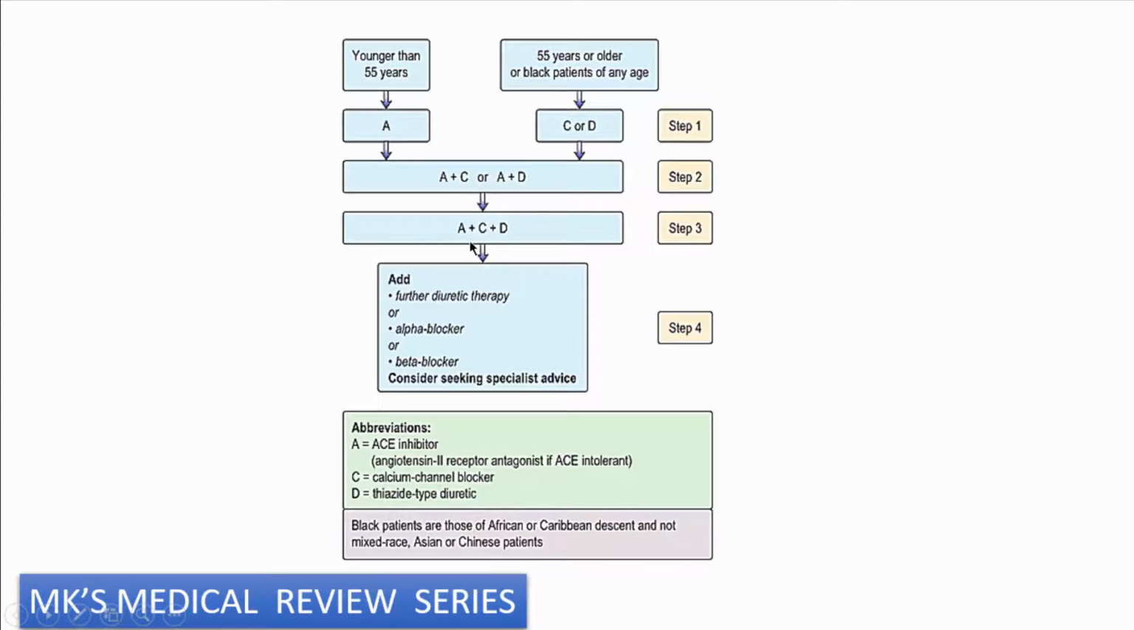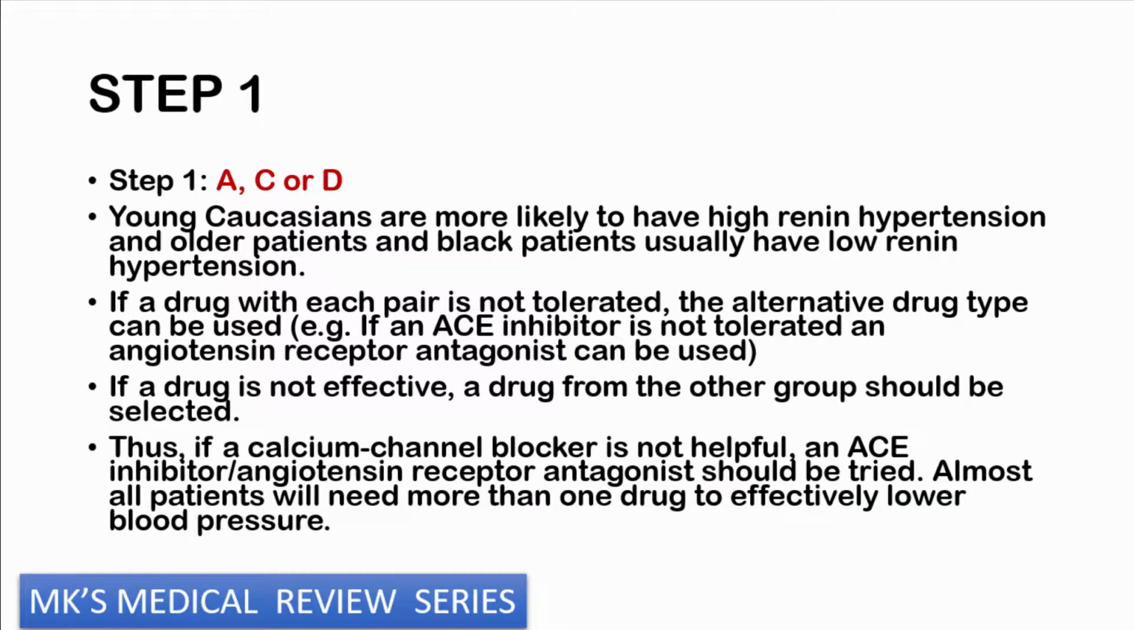If this fails, you can combine ACE inhibitors, calcium channel blockers, and a diuretic. Then if this fails, you can add another diuretic, or you can add an alpha blocker or a beta blocker. At this stage, you should actually see a specialist. Then in step 1, like I already told you, young Caucasian individuals are more likely to have high renin.